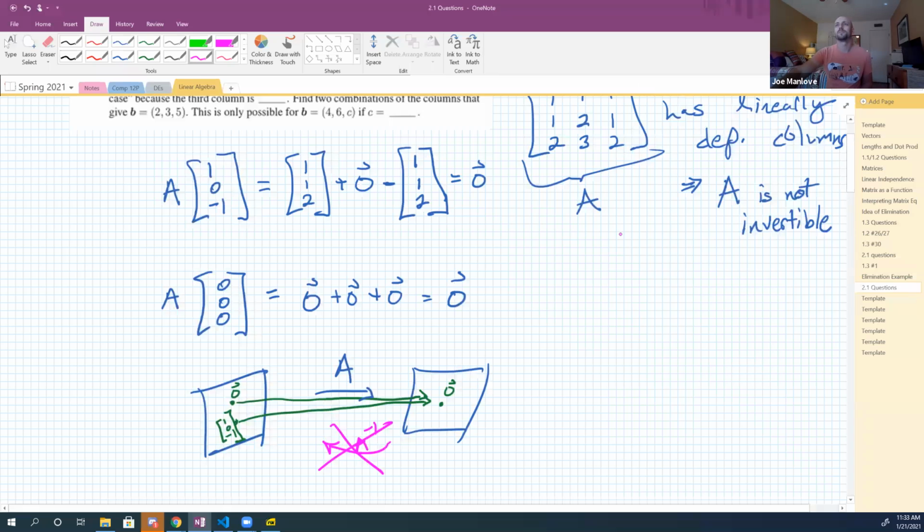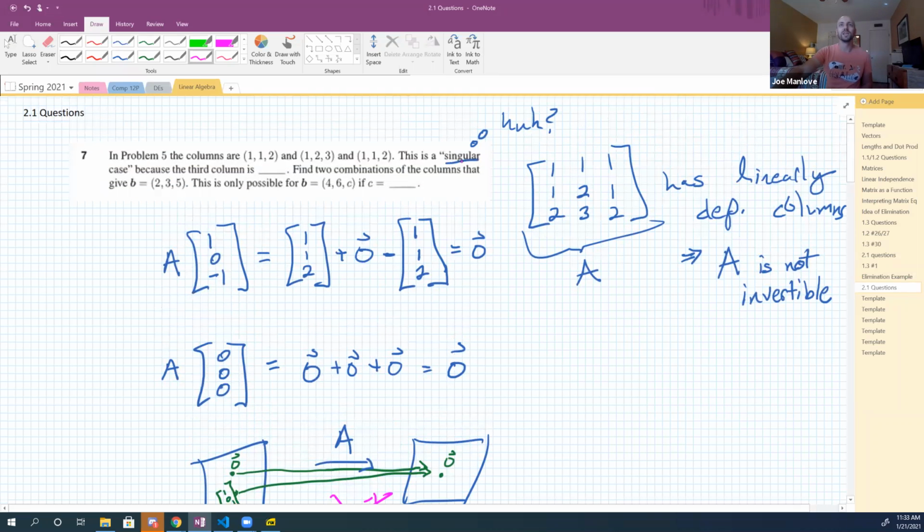Okay. So singular really just, you could think about it as meaning it has linearly dependent columns. That is so closely related to it's not invertible as to be the exact same statement. Does that kind of make sense? To be completely honest, I am unaware of which one the book takes as the definition of the word singular, because in my mind they're both the definition of singular.